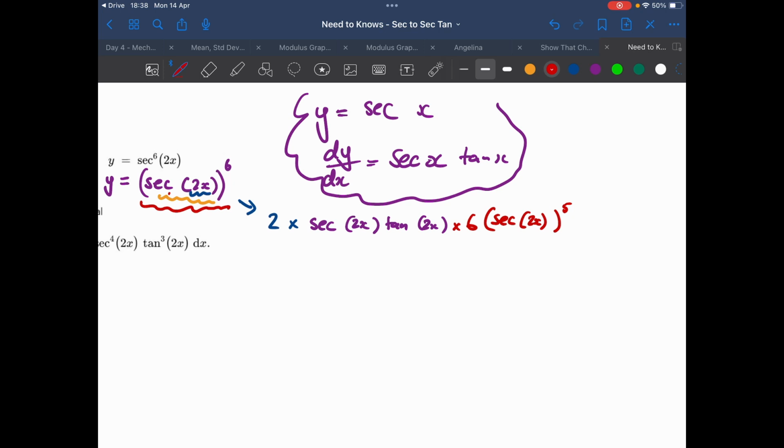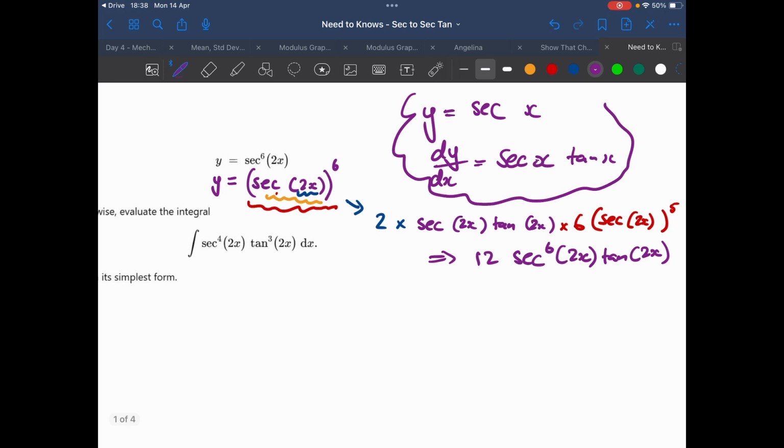We've got our first result. Just tidying things up a little bit gives us the result that this is the same as 12 sec to the power of 6 2x tan 2x. Now that we've got that, this is supposedly going to help us with this result here underneath. So just take a quick moment and have a quick think. How could that be helpful?